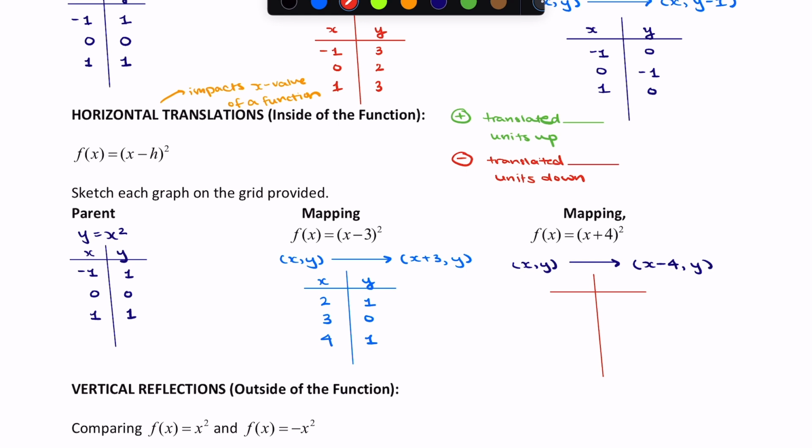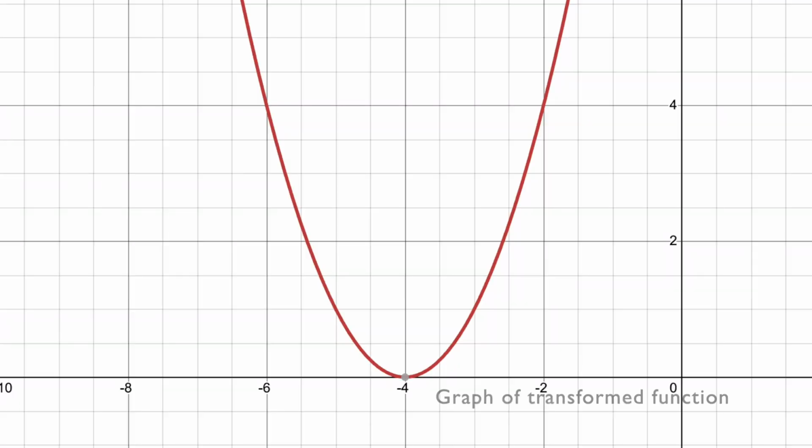Okay, so here we have our x and our y. And so here our x values are decreased by 4. So here we get -5, -4, and -3. Our y values stay the same. So 1, 0, and 1.